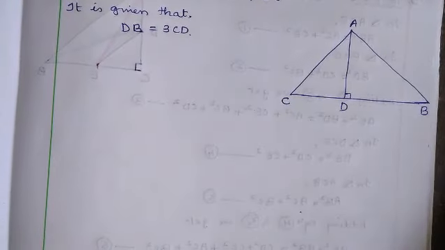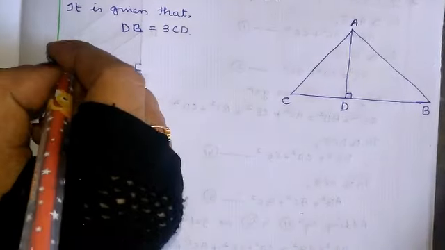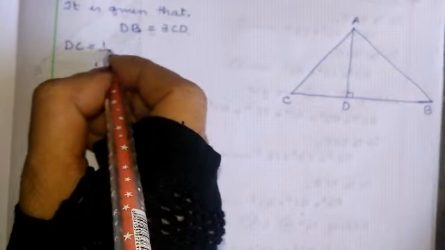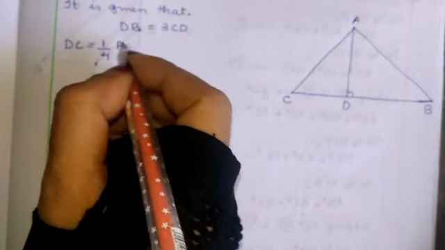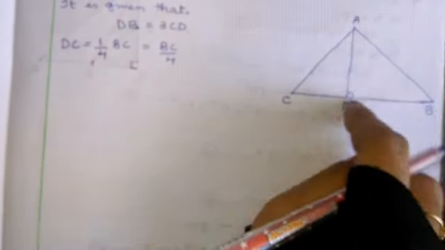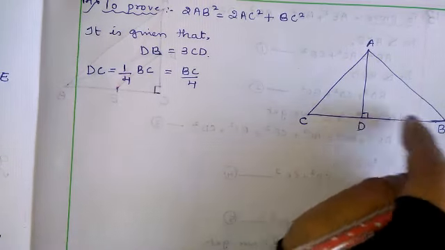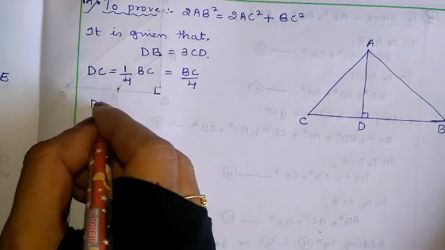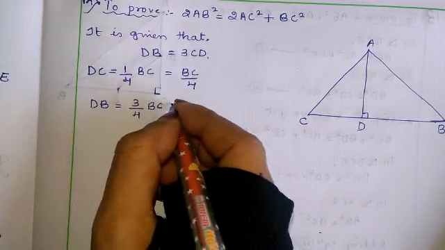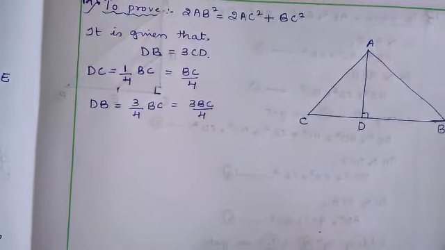That means DC is 1/4 of full BC. This DC part is 1/4 of BC, that is BC by 4. And DB is nothing but 3/4 of full BC. DB is nothing but 3/4 of BC, that is 3BC by 4. You may get confused here. Let me clear it one more time.